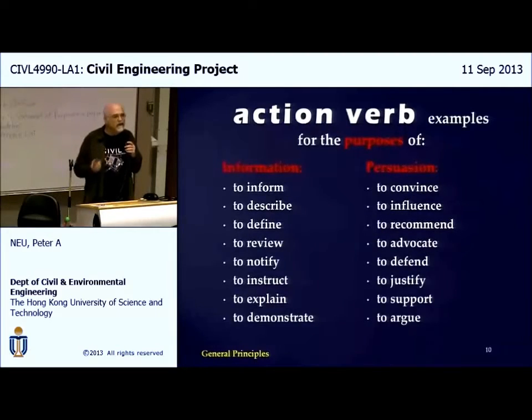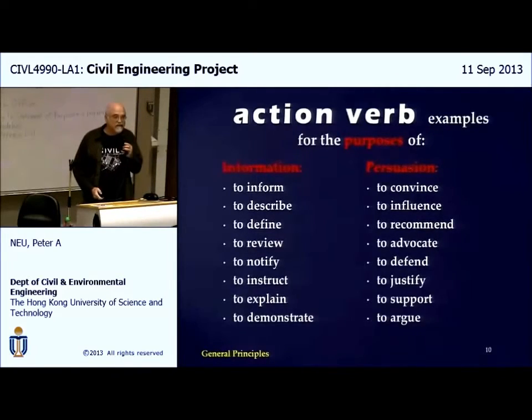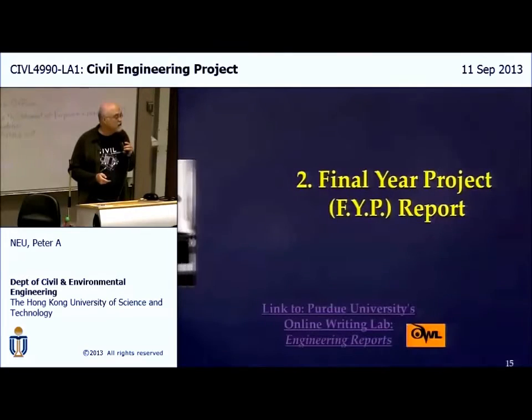The FYP, what kind of writing is it? It's not like a letter to your mother. It's not like other kinds of writing. It has components of information, exposition, explanation, some description, but basically, I think these kinds of verbs for information and these kinds of verbs for persuasion, these are the kinds of verbs that you're going to be using in the FYP. So these are the kinds of writing that you're doing in the FYP.